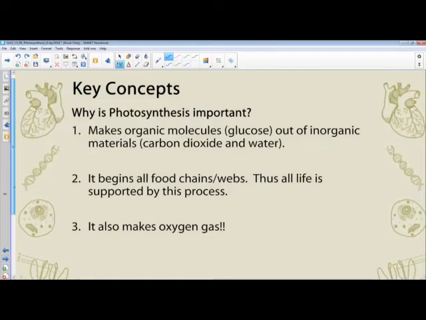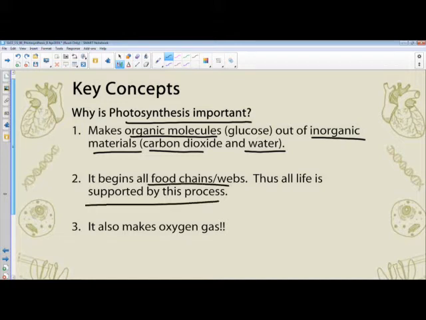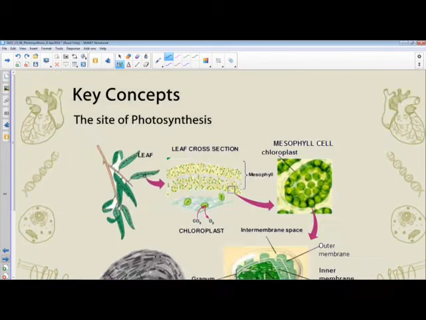Okay, so what is the importance? As I discussed, it makes organic molecules. And these organic molecules are made out of inorganic molecules, and those inorganic molecules are carbon dioxide and water. All food chains begin with plants, and thus it supports the processes of life. It also makes oxygen, which is an important gas, and without that, most life forms on Earth would not be able to survive.